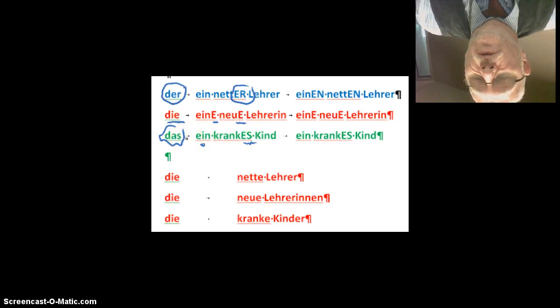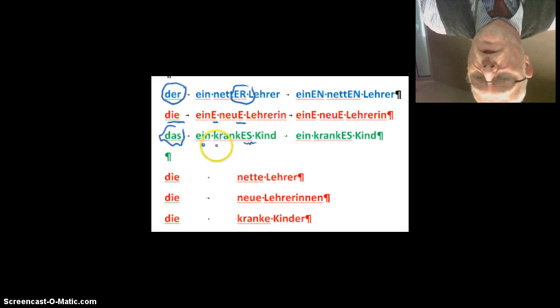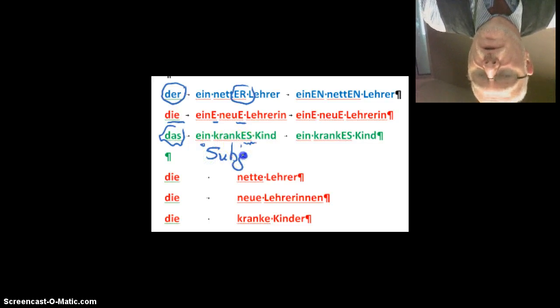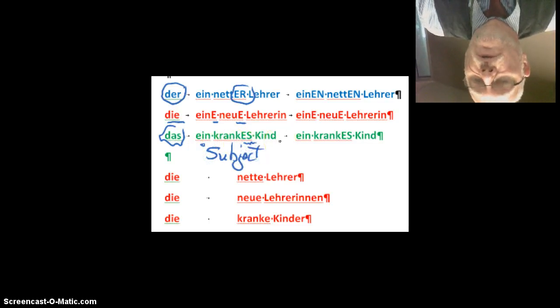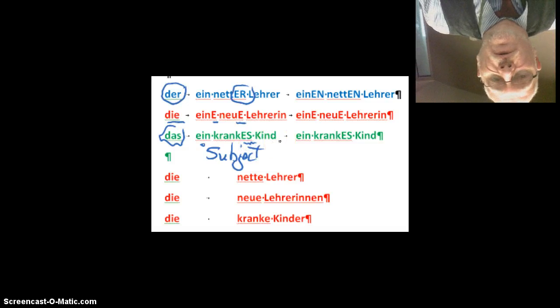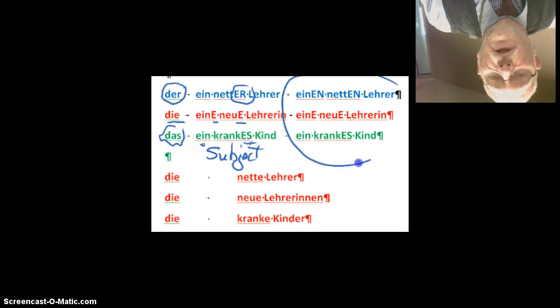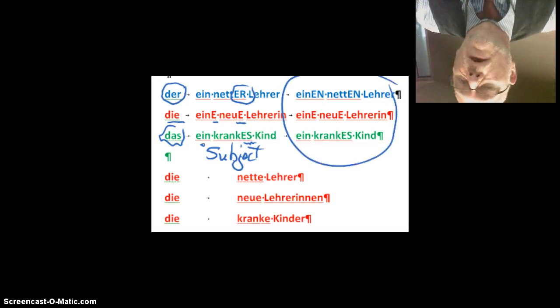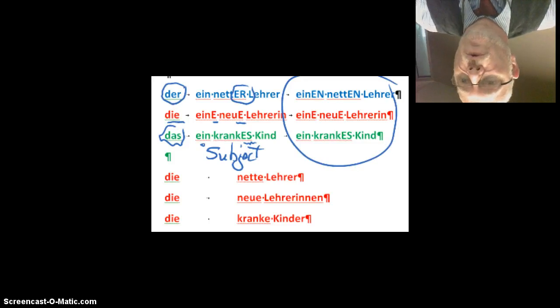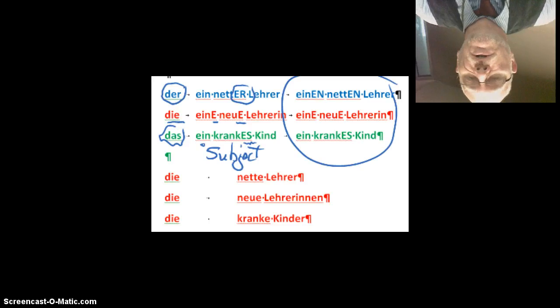These three sets of endings are for nouns, correct, but they are also for subject nouns, which means that this group of nouns here on the right are the endings we must use for a noun that is the object noun.